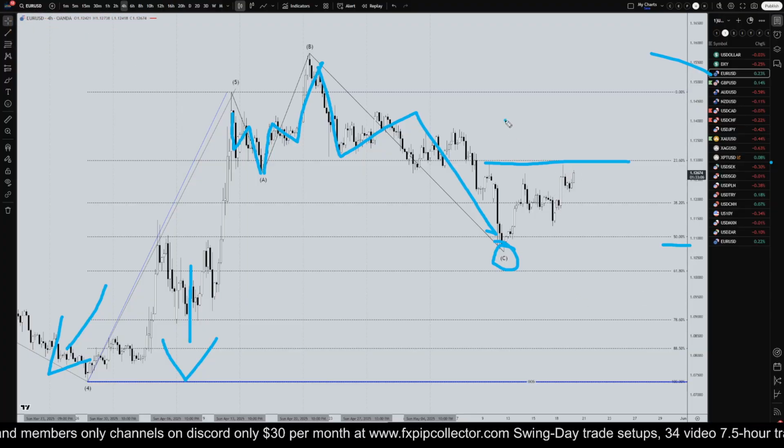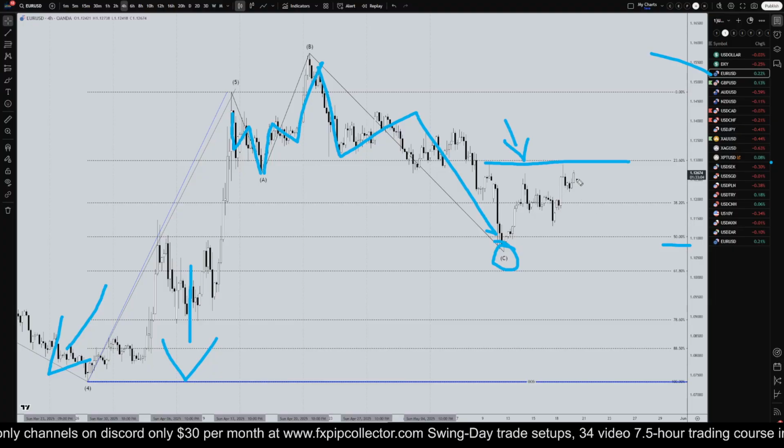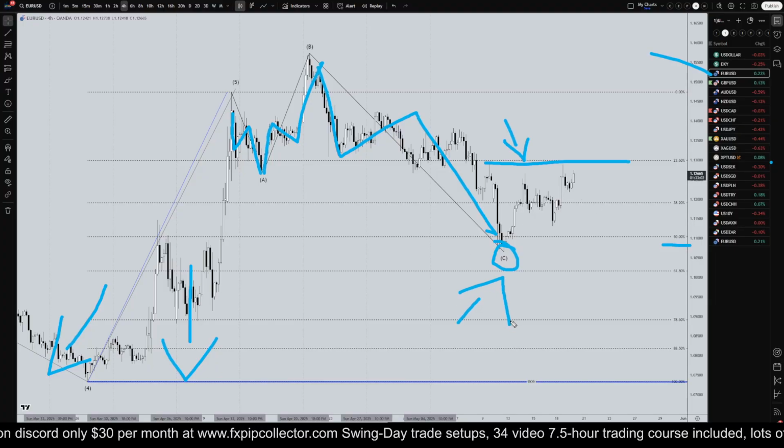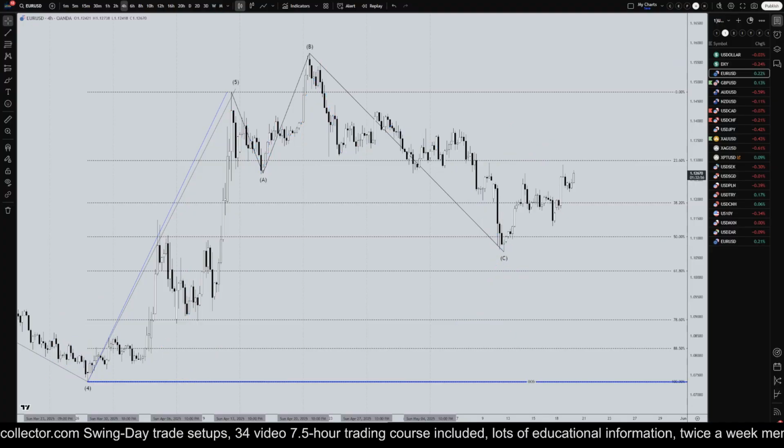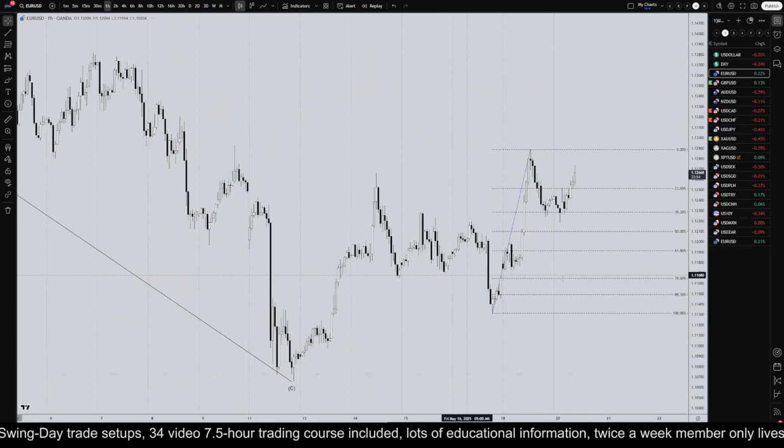I think that we will end up getting a break of structure at some point, which will help confirm that this really is the end of an ABC and help confirm that we are back into the higher time frame uptrend. So let's take it all the way down to the 1 hour time frame.